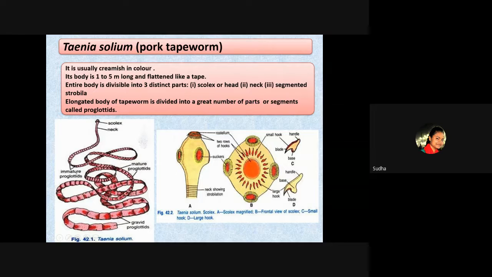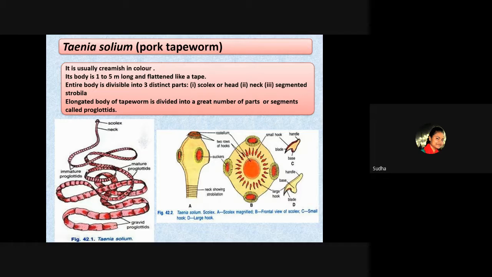In the immature proglottid, the sex organs are not well developed. In the mature proglottid, the sex organs will be developed. And the gravid proglottid will consist of eggs. There will be a mature ripe uterus full of eggs. These gravid proglottids detach themselves through a process called apolysis, and they come out with the feces from the host body to again infect another host. As you go further downwards, you will see the proglottids are of different types: immature, then mature, and gravid. It is the gravid proglottid that detaches itself first.